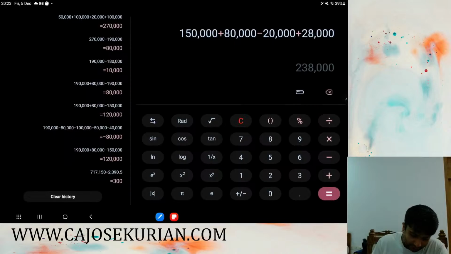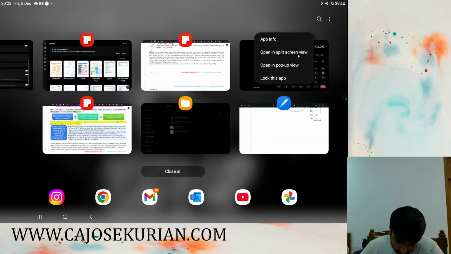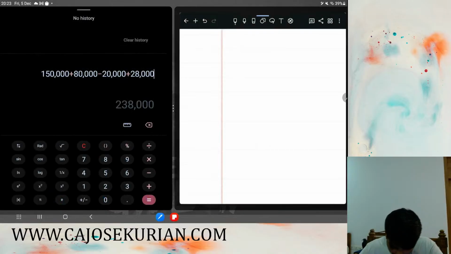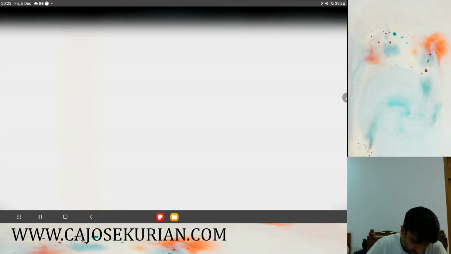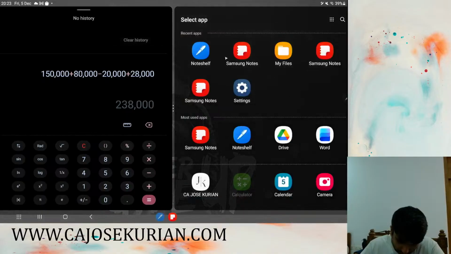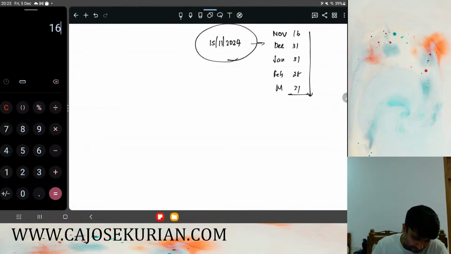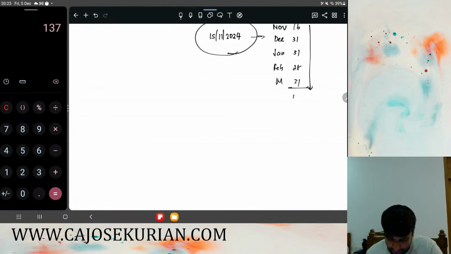We will make use of the calculator for doing that math. So 16 plus 31 plus 31 plus 28 plus 31. It will be 137 days. That is her days of stay in India.